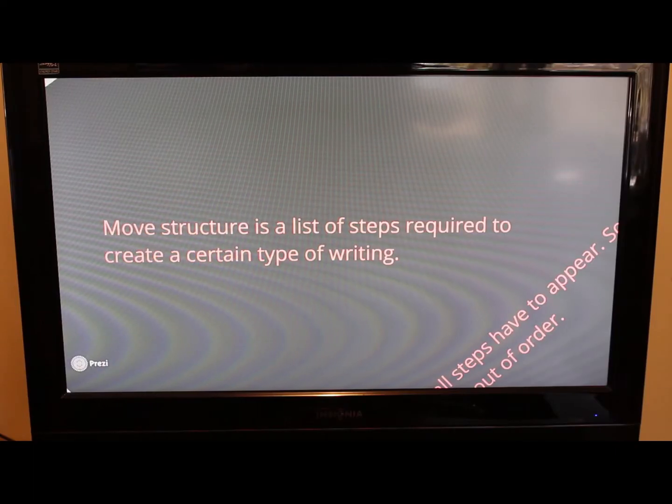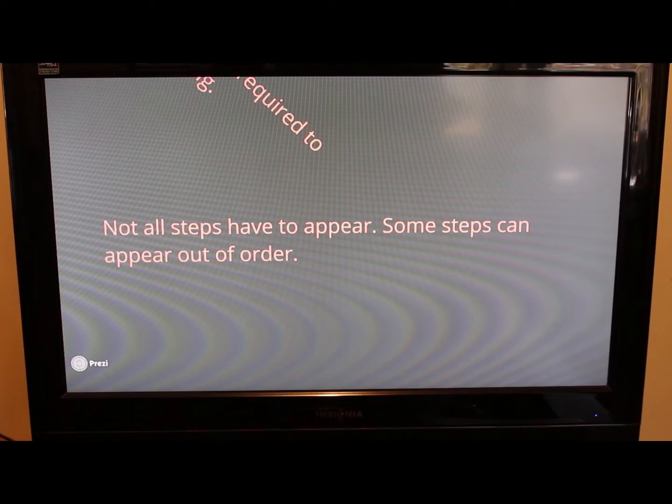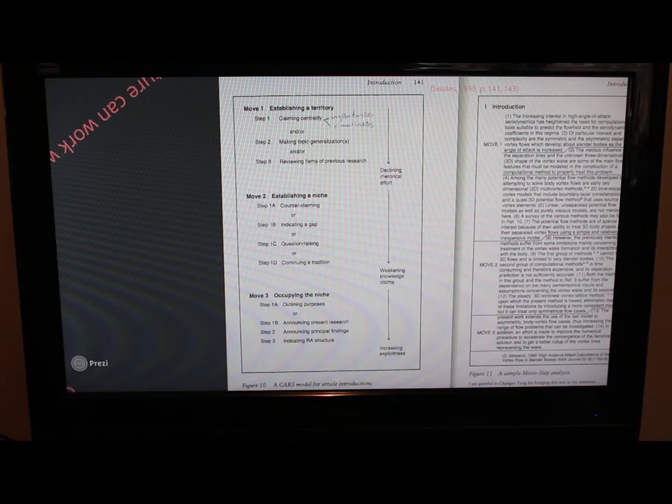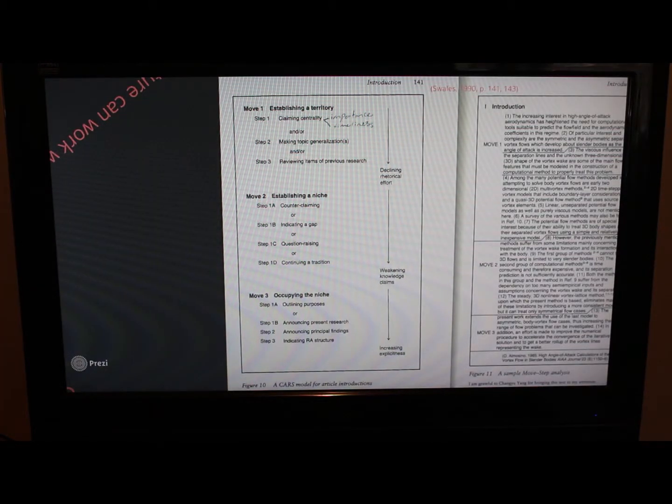Move structure is a list of steps required to create a certain type of writing. It's important to remember that not all of the steps have to appear, and some steps can appear out of order. John Swales chiefly analyzes academic genres in his books. So, here are some academic examples to help us understand what move structure is before we understand how we can use it as creative writers.